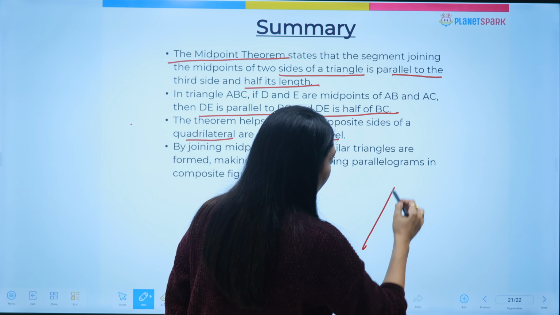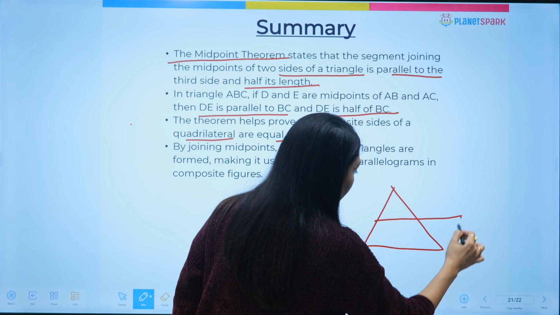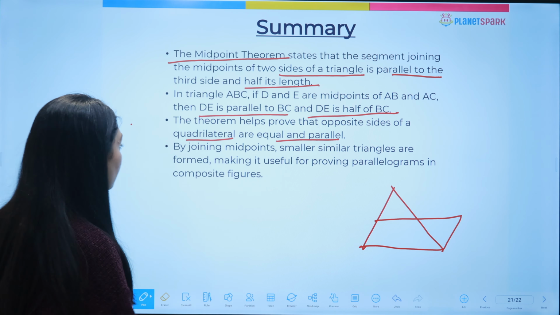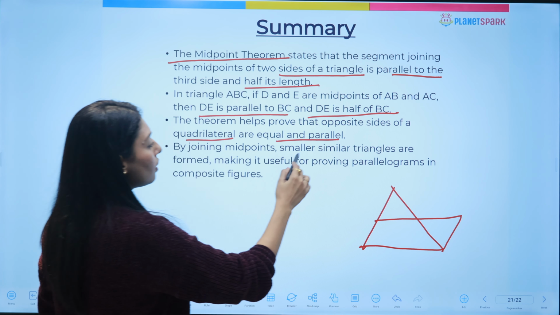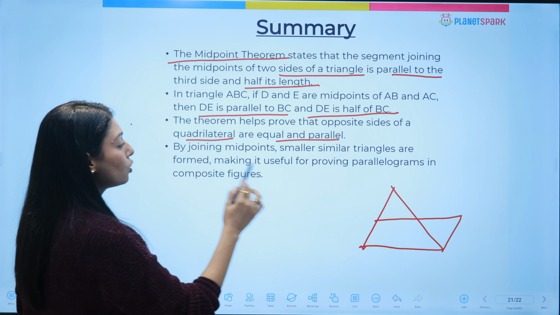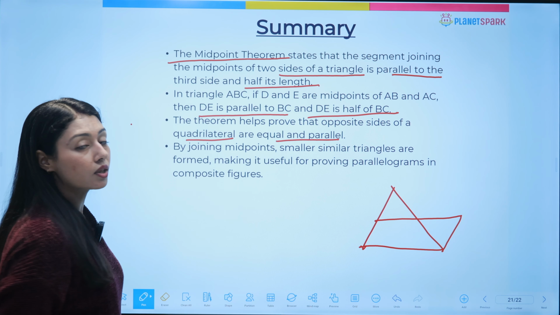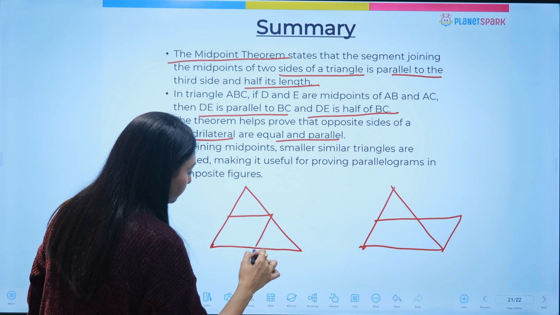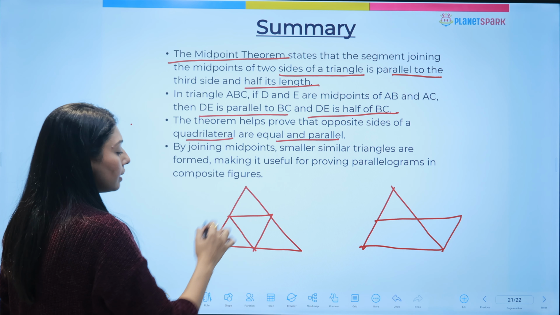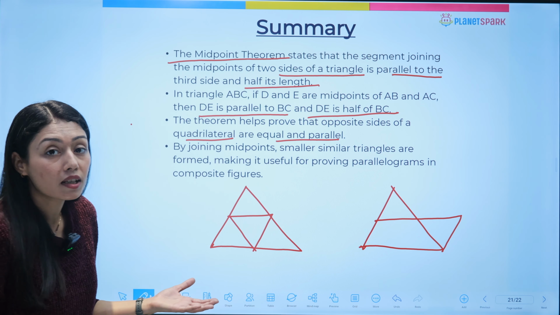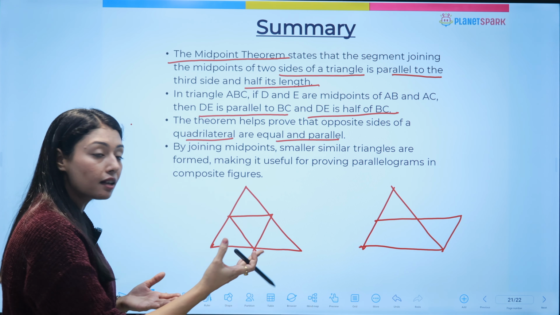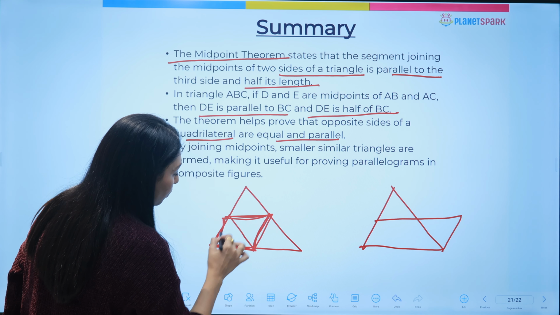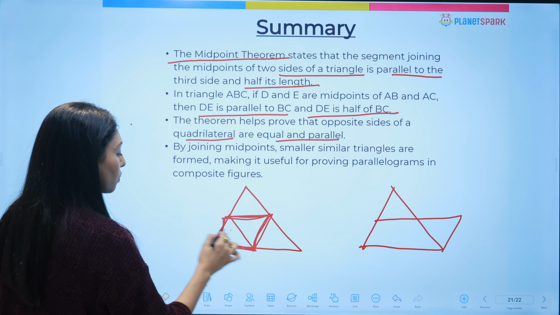In the midpoint theorem, if you remember the proof, there we proved that this is a parallelogram and this is a trapezium, right? By joining the midpoints, smaller similar triangles are formed, making it useful to prove parallelograms in composite figures, right? Now, remember this kind of triangle we had there? The smaller triangle is similar to the bigger one. So, we can use that result to write the relationship in the areas. Also, this portion you can prove to be a parallelogram. Similarly, this one and this one.